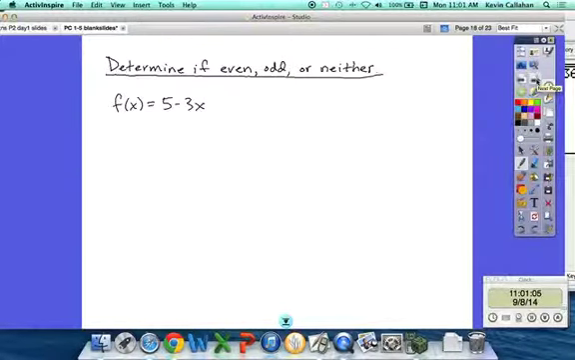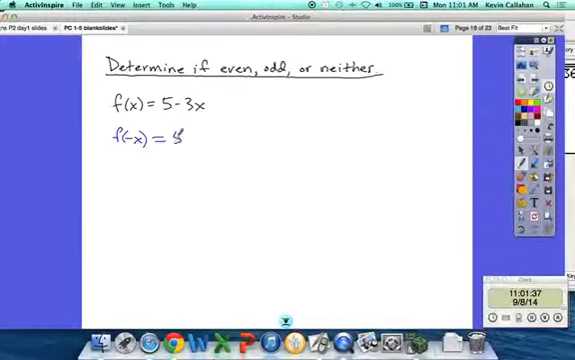So determine if it's even, odd, or neither. Again, the test that we're going to do now is f of negative x. How do we find f of negative x? Well, how do I find f of anything? F of 2, I would substitute 2. F of x plus h, I would put in x plus h. F of negative x, put in negative x, right?